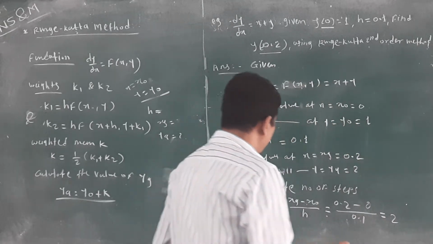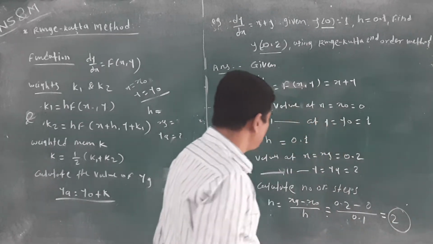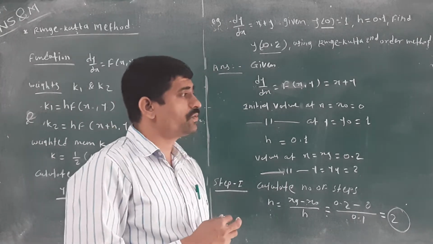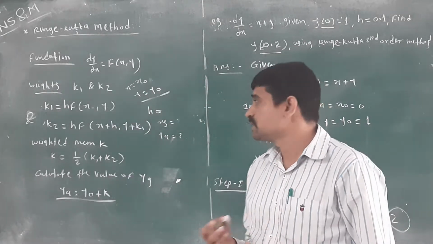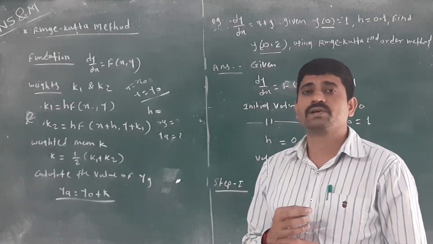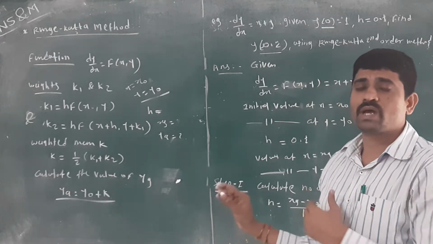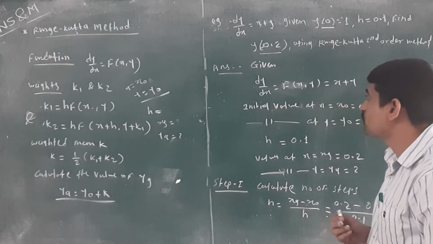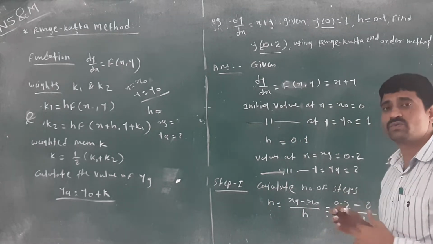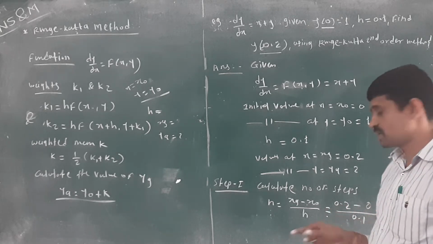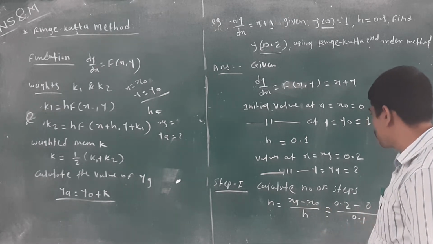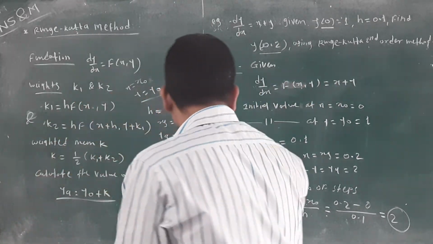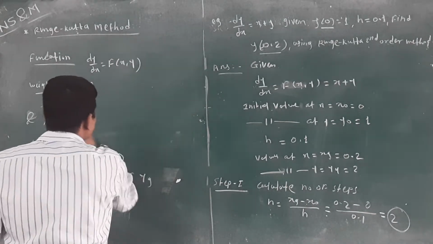What is the meaning of that 2? It means you have to use the Runge-Kutta formula 2 times in the given numerical, so you will get two iterations. We found the number of steps: 2 steps are there. Then we will see how to calculate in detail. I will erase this. Remember the formulas.